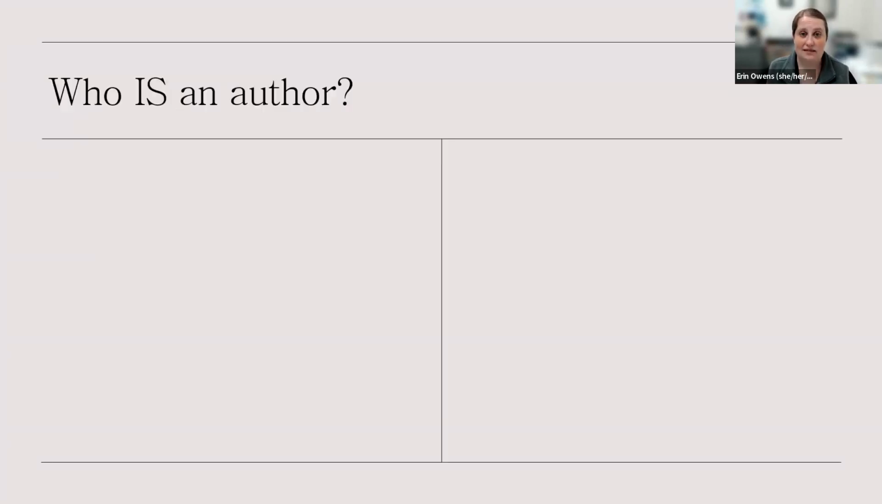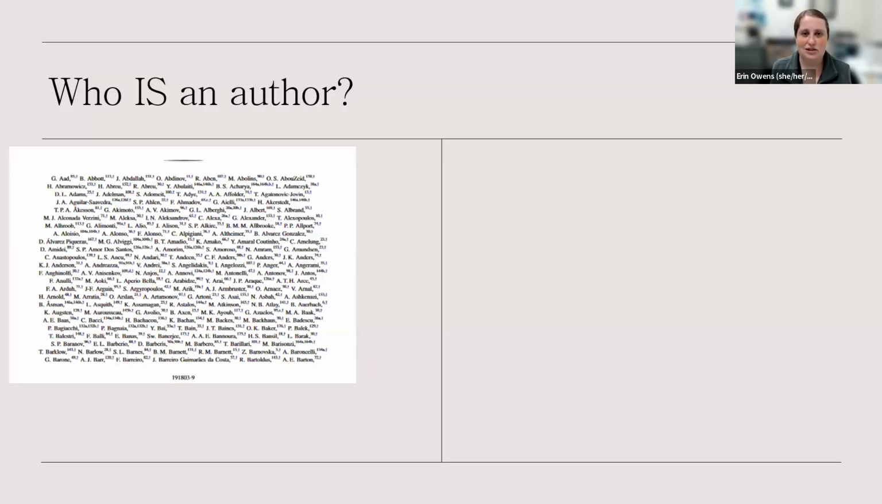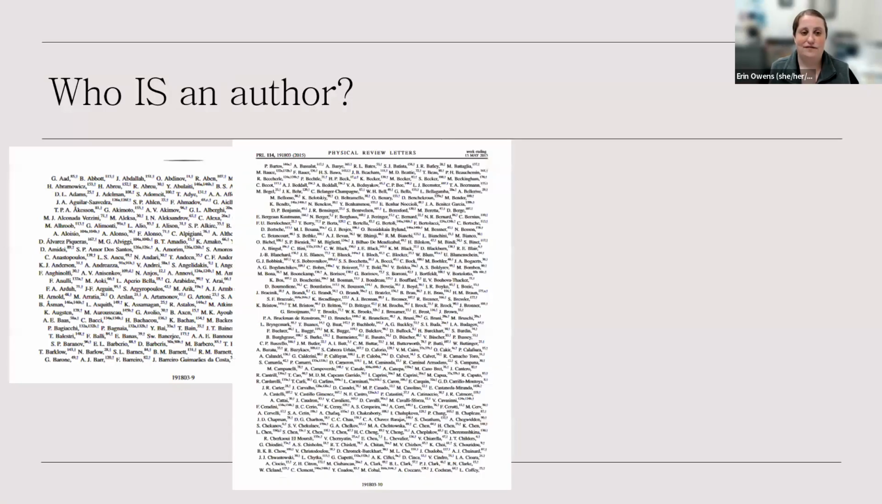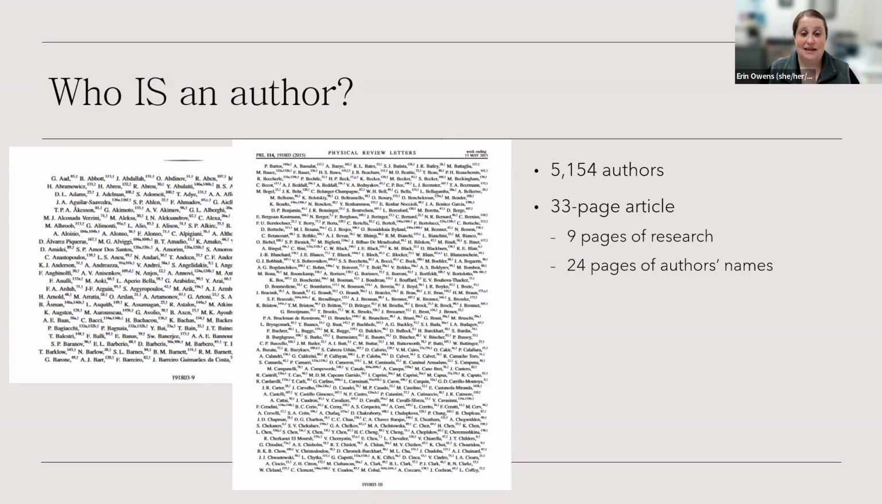Let's start out by asking, who is an author? Take a look at this byline, yes, byline, from a scientific journal article. This includes 5,154 author names. It's a 33-page article, but only 9 pages of that actually constitutes the research being communicated. The other 24 pages are all filled with author names.